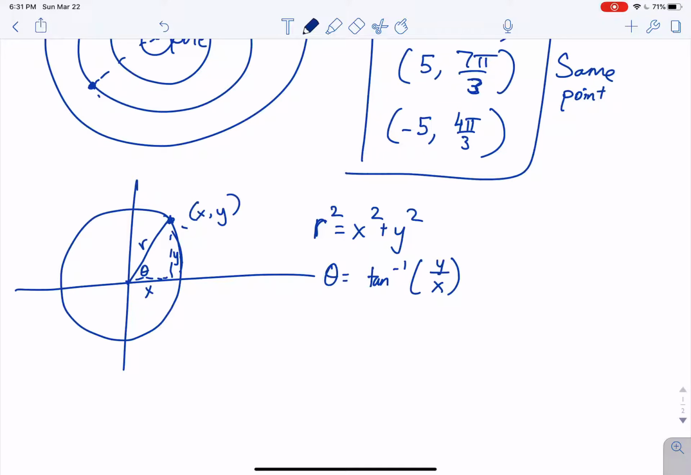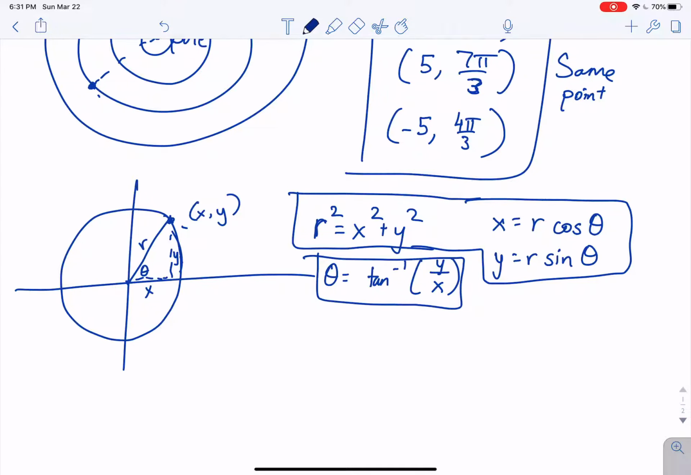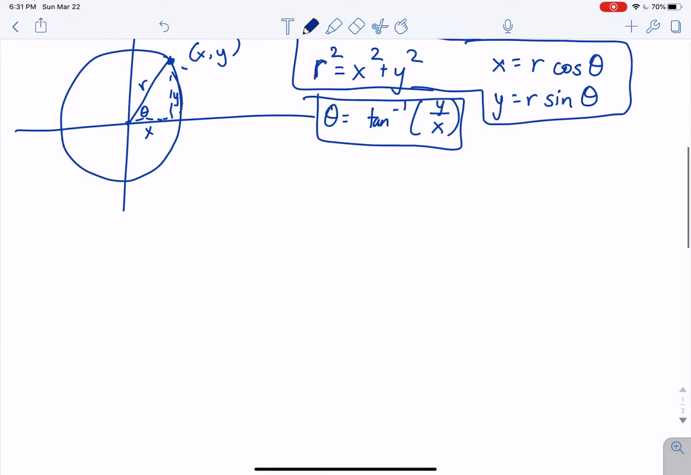I also know that x is r cosine theta, and y would be r sine theta. So I have all these conversions, right? So these are the main conversions between r, x, and y, and this would give me the angle if I need it as well. So those are conversion factors that we'll need. So let's practice converting some points.